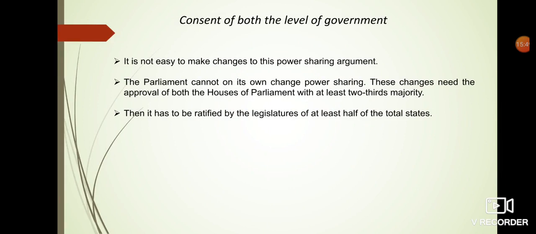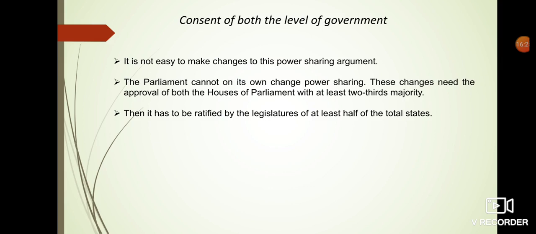Our next concept is the consent of both levels of government. This sharing of power between the union government and the state government is basic to the structure of the constitution. It is not easy to make changes to this power sharing arrangement. The parliament cannot on its own change this arrangement. Any change has to be first passed by both the houses of parliament with at least a two-thirds majority, and then it has to be ratified by the legislatures of at least half of the total states.